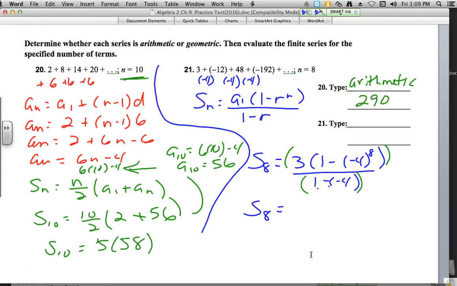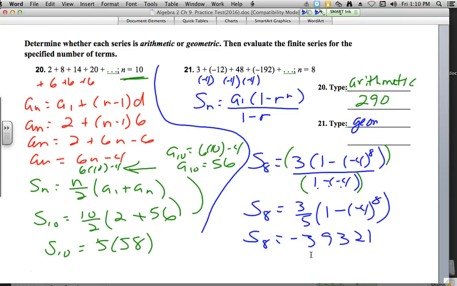Myself, I would do 1 minus a negative 4 is 1 plus 4, which is 5. So I would punch in 3/5 times 1 minus a negative 4 to the 8th and let my calculator give me that one. And this is going to end up being negative 39,321. So this one was geometric. They were multiplying by negative 4, and we have negative 39,321 for the answer to that one.